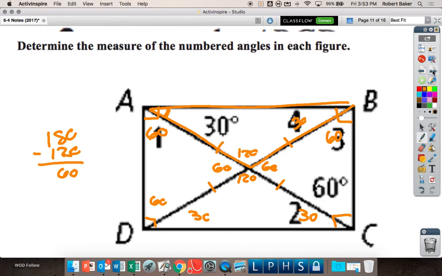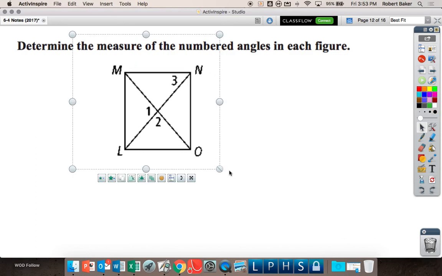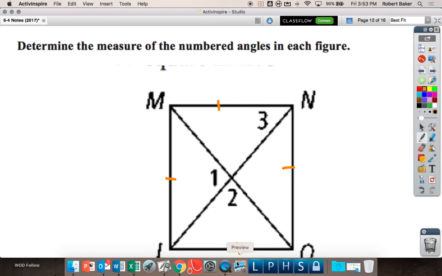Alright, last shape. What shape is this? A square. It's a total square. So because this is a square, it's also a rhombus, and it's also a rectangle. All sides are equal to each other, and all angles are equal to each other. The sides don't help us too much, but the angles help us a lot.